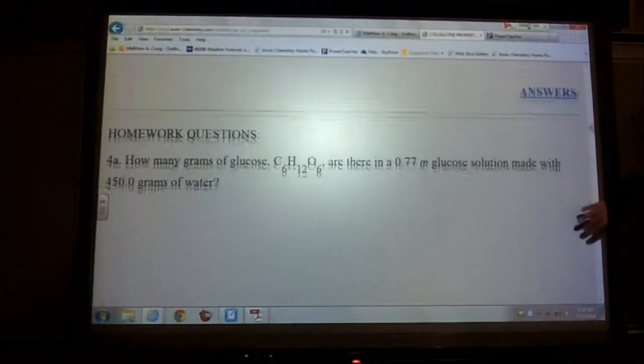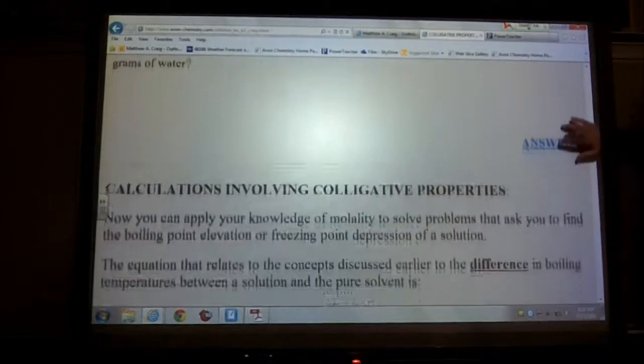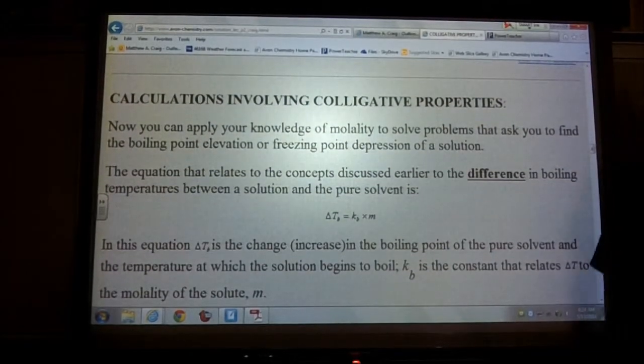All right, so the 4s are part of your homework. All right, calculations dealing with colligative properties.